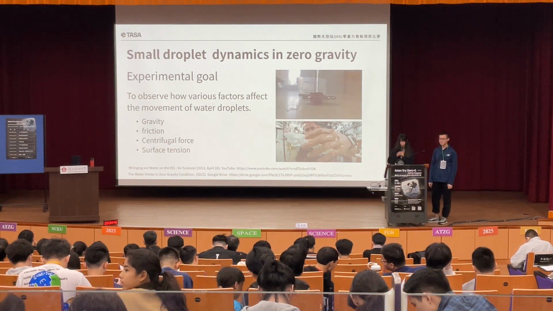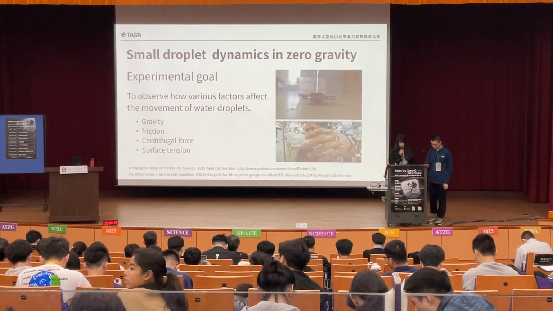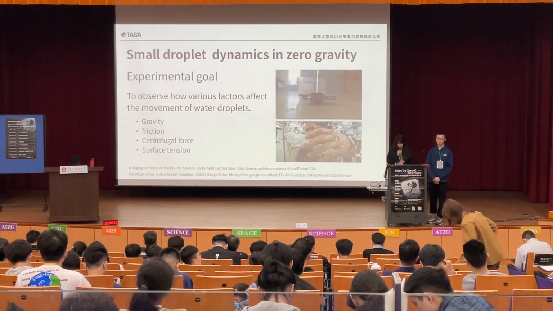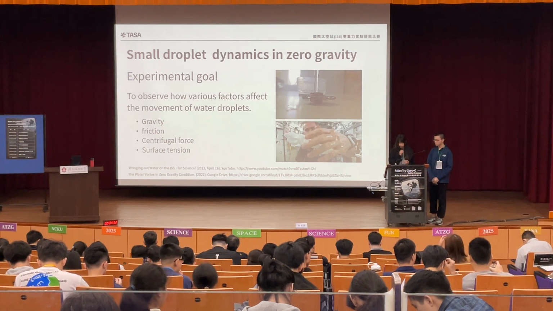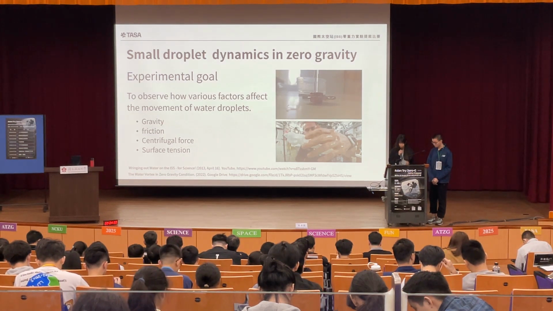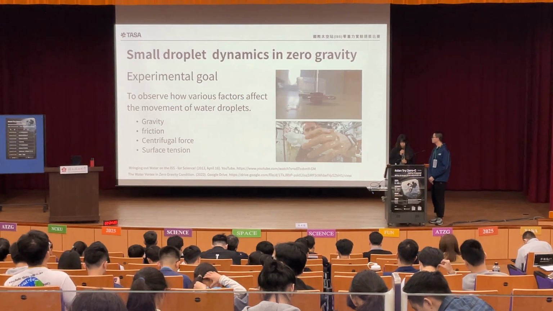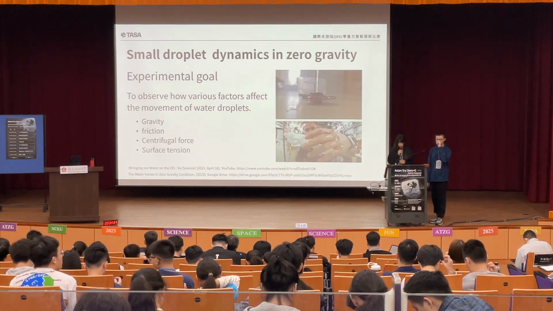Our experiment focuses on observing the distribution of small droplets floating in a zero-gravity environment. In a zero-gravity environment, the motion of fluids behaves very differently compared to that on Earth. For instance, surface tension dominates the shape of motion in liquids.